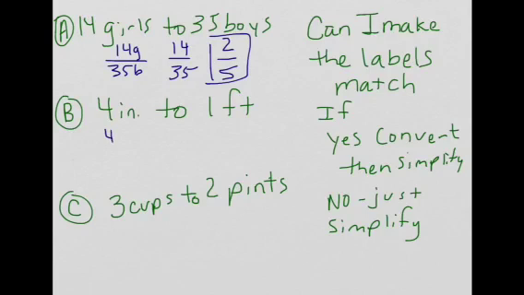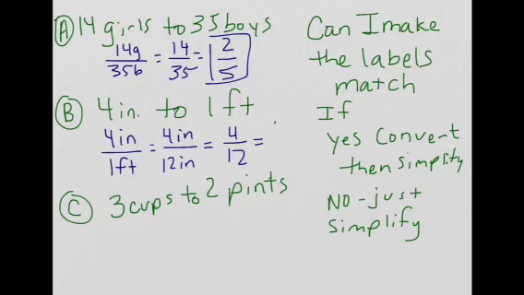Second one, 4 inches to 1 foot. So we're going to write it as a fraction. And now we're going to take a look at it and see if we can make those labels match. In this case we can, so we're going to change it to 4 inches over 12 inches. Now that the labels match, we're going to just take the fraction and simplify it, which is going to be 1/3.